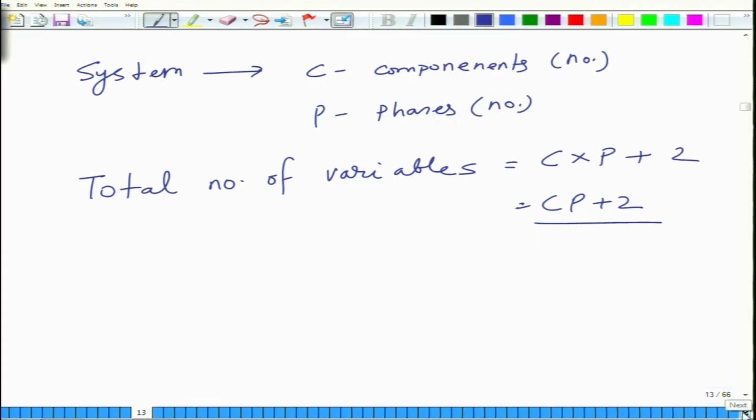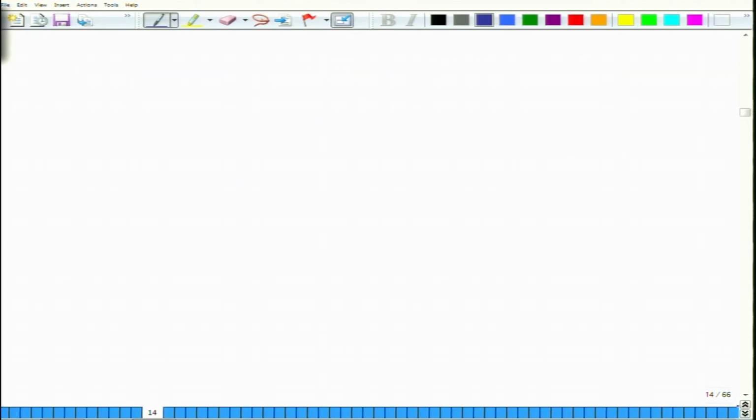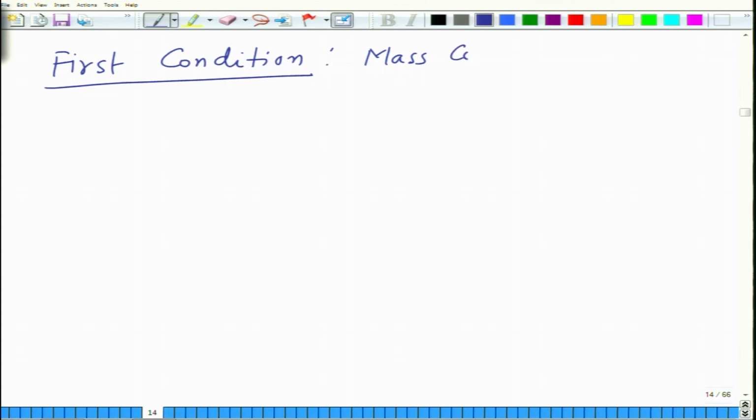So now let us see how we look at this in the context of phase equilibria. The first condition for a given alloy system comes basically from mass conservation, because whatever you do, the mass of all the elements in a given system is conserved.